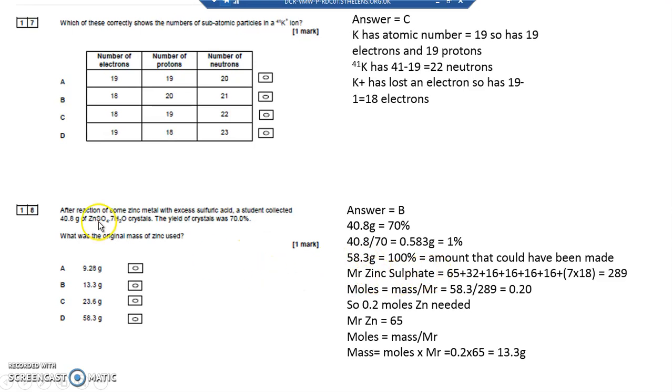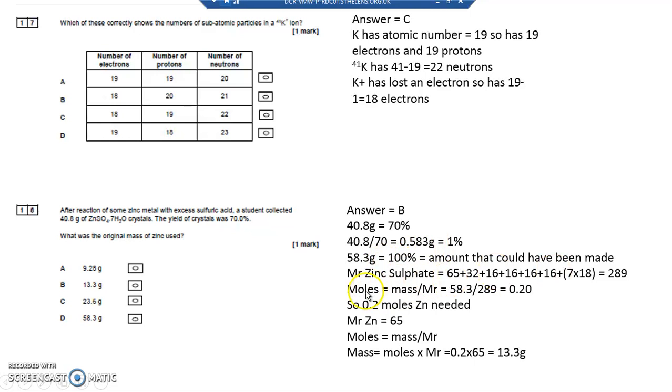The Mr of this zinc sulfate is 65 for the zinc, 32 for the S, 4 16s for the oxygen, and I've got 7 lots of water. Water is 2 1s for the H's and a 16 for the O. 18 is water, and I've got 7 18s. 289 is the relative formula mass of zinc sulfate, and I've got the mass that I've made.